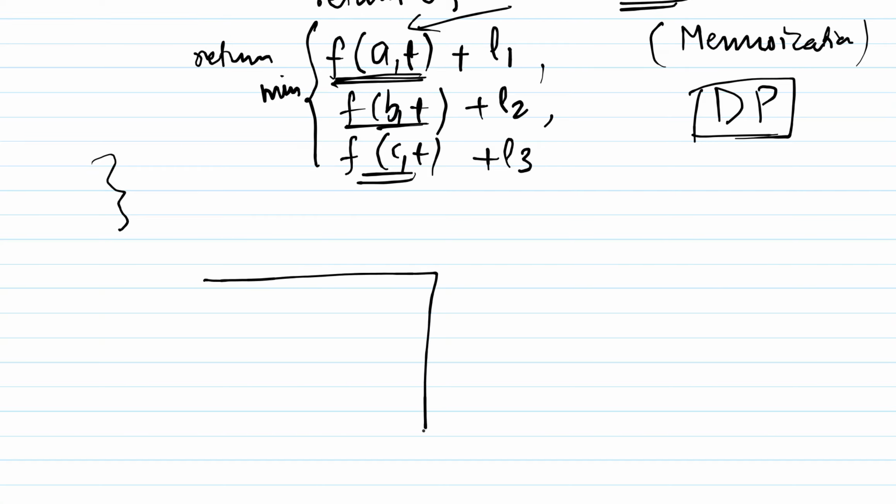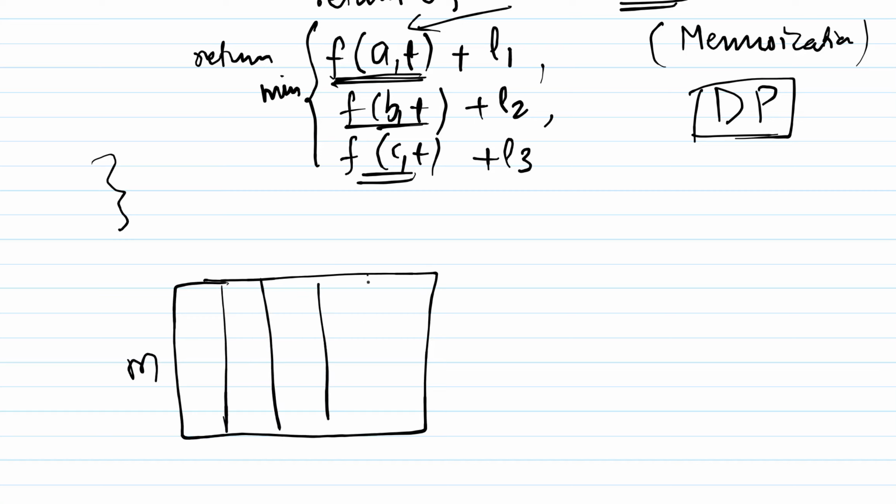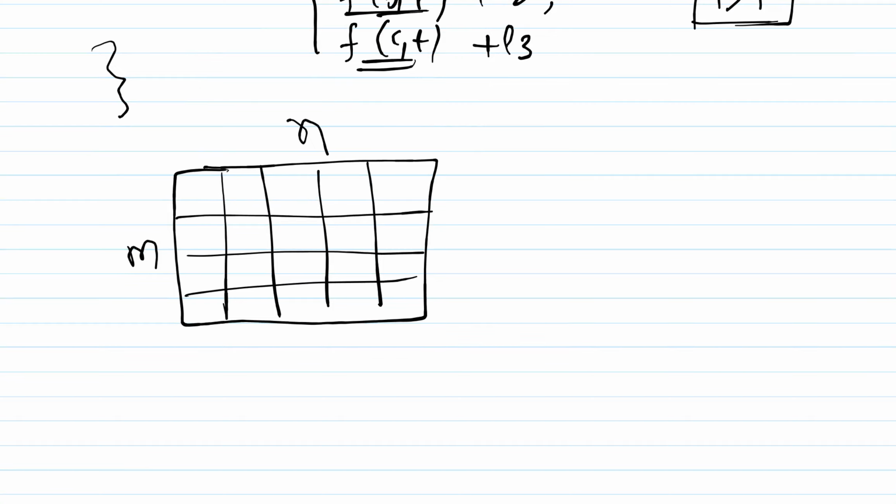We have a grid. It has m rows and n columns. And you start from here. The start is in green. This is start. And you have to reach here. And you have to find the number of unique paths.